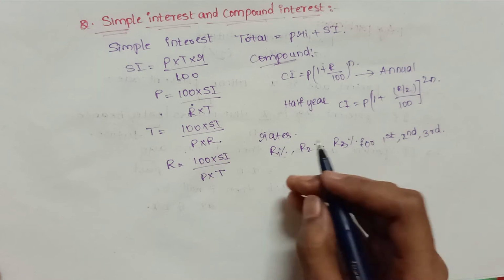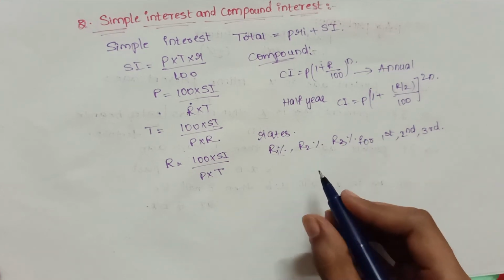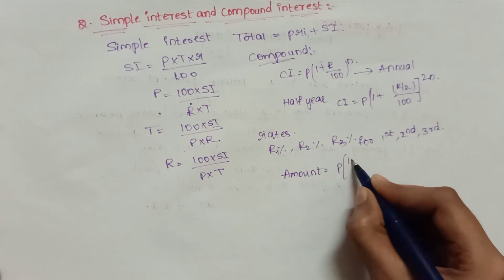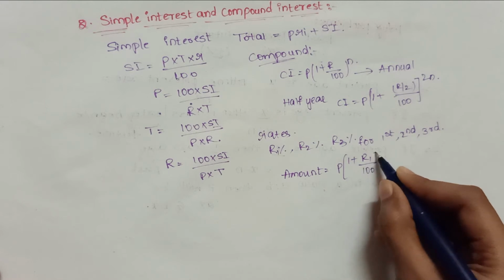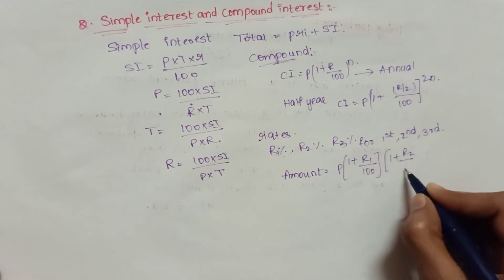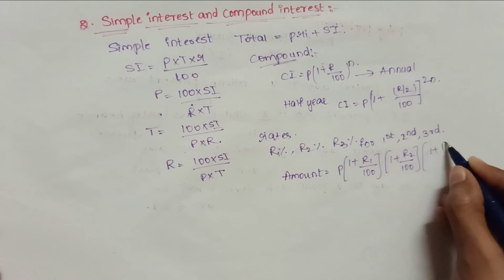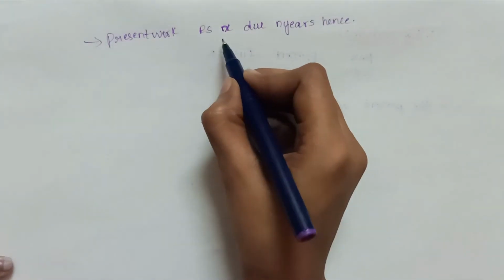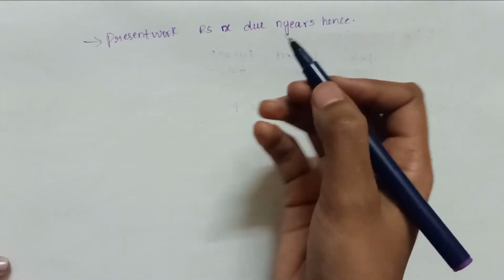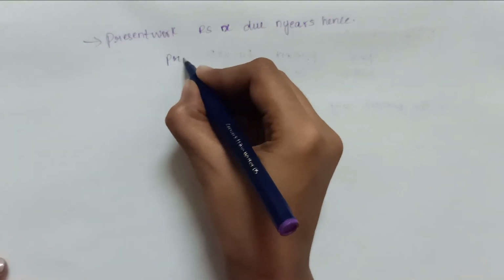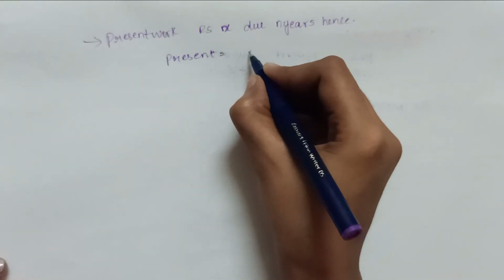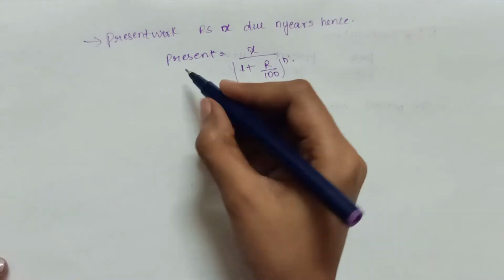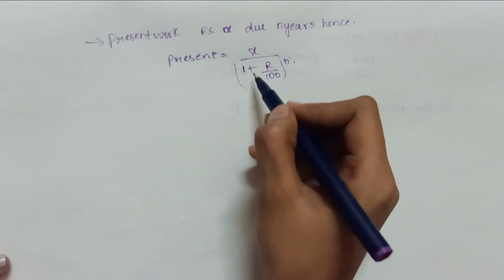Next formula, rates are different and years are different. When they give in this form, we should use this formula. Amount is equals to P into 1 plus R1 by 100 into 1 plus R2 by 100 into 1 plus R3 by 100. We should use this formula. The formula, present worth of rupees x and due n years hence. If they ask us in this form, present worth is equals to x by 1 plus R by 100 whole power n. When they ask us to find the present worth, we should use this formula.